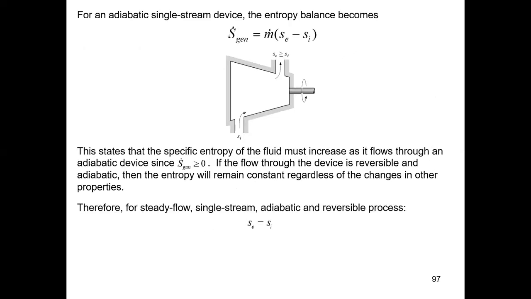So S dot generated is m dot times s exit minus s inlet. This states that the specific entropy of the fluid must increase as it flows through an adiabatic device, since S dot generated is greater than or equal to 0. If the flow through the device is reversible and adiabatic, then the entropy will remain constant regardless of the changes in other properties. Therefore, for a steady flow, single stream, adiabatic reversible process, s entering is equal to s leaving.